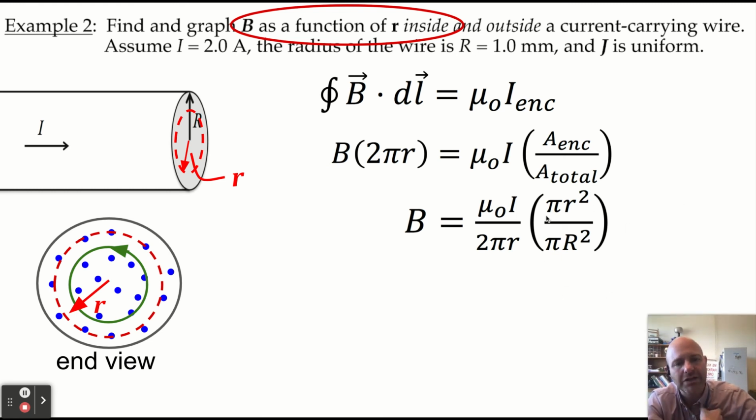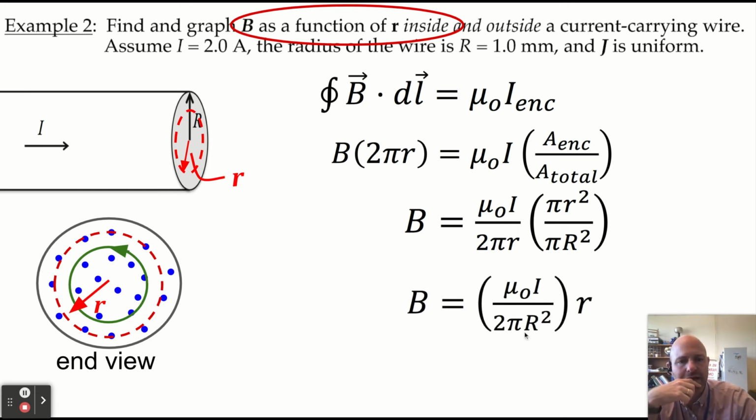But then we have this factor of pi r squared over pi R squared, where the r in the numerator is the Amperian loop's radius, and R in the denominator is the total radius of my wire. A lot of things sort of cancel out and recombine. We end up with mu naught I over 2 pi capital R squared for the whole wire times little r, which hopefully reminds you of when you looked at the electric field inside of a charged up object. It was a direct relationship. At the center, you had 0. At the outside edge of the thing, you had your maximum.